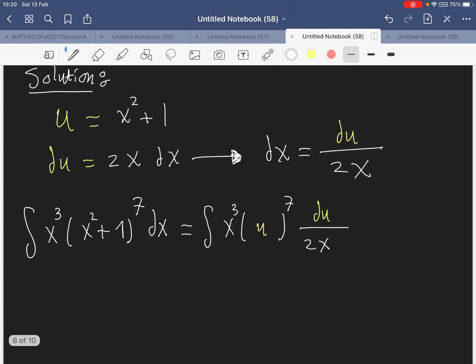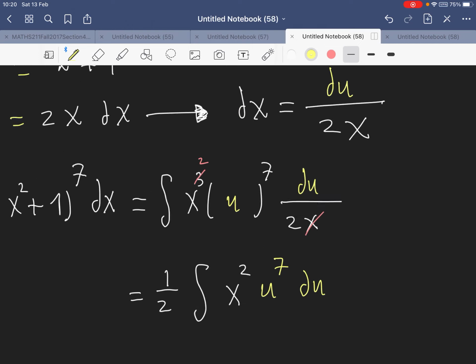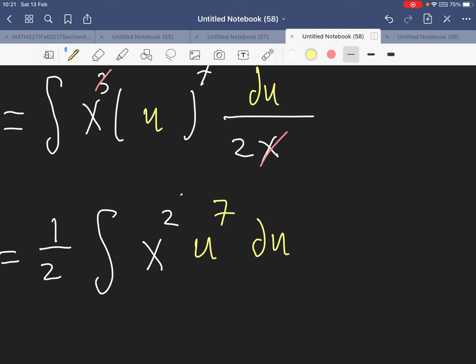Now with a little cancellation, I'll cancel x with x cubed, so I will get x squared. The 2 will go outside, so I will get 1 over 2 integral of x squared u power 7 du. Now there is a catch here. I'm still having x squared. I don't want to see x squared. I need to change x squared into u. Remember, I cannot leave it here. Let me write it as a note so you don't forget it.